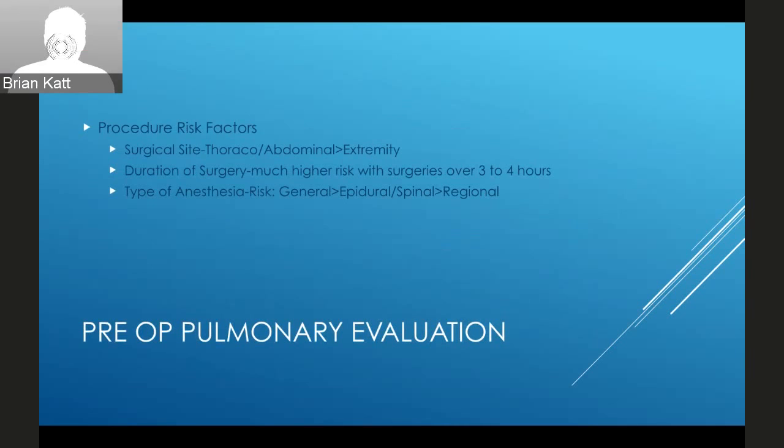So what are the procedural risk factors? Well, the surgical site, and this probably makes sense, anything that affects the pulmonary mechanics directly, such as thoracoabdominal surgery, is likely going to have more impact than if you're having foot, ankle, knee, or even hip surgery. The one orthopedic exception to this would naturally be spine surgery or even shoulder surgery.